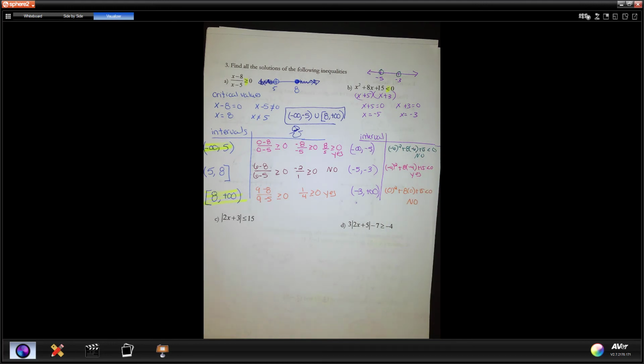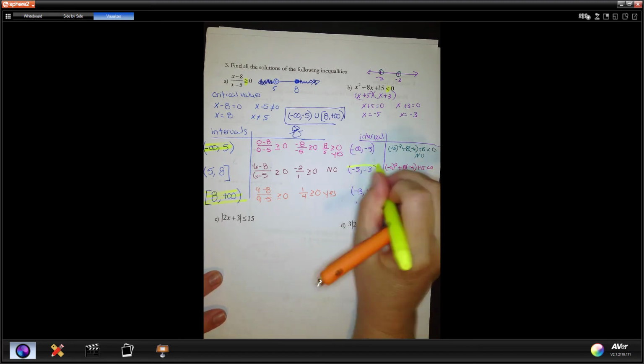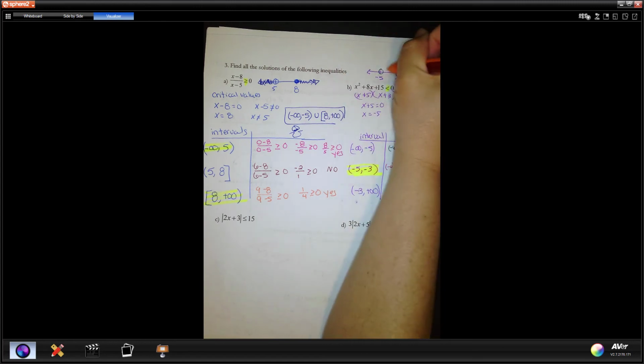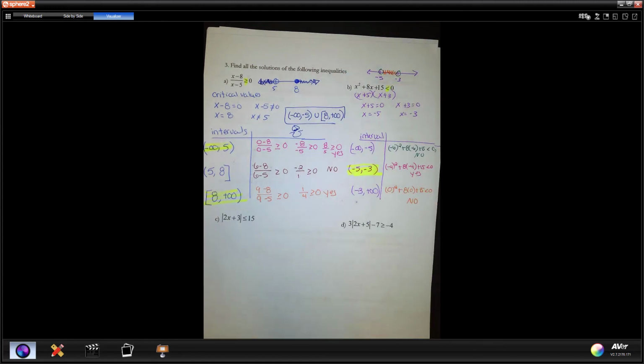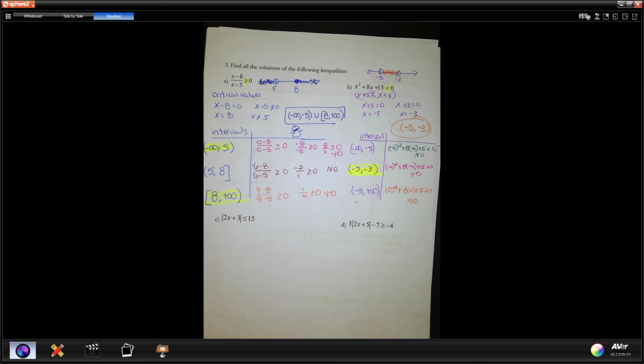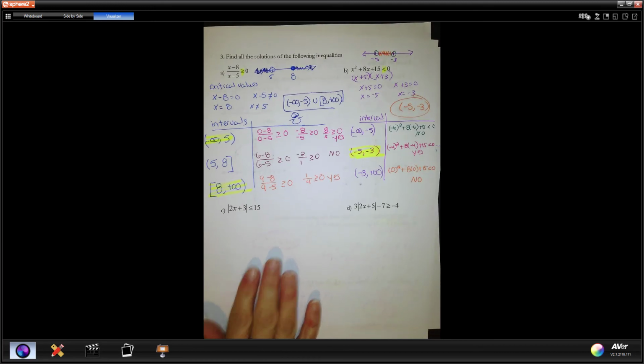So therefore our final answer is just that interval. So our graph is going to just be that, looking like that. And then our answer in interval notation is -5, -3.